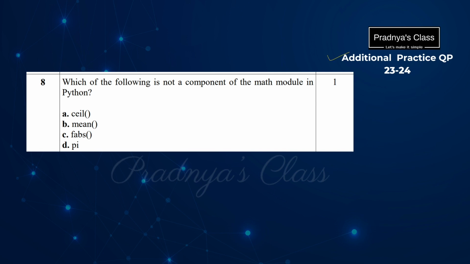Proceeding to the additional practice question paper. There is one question based on modules. Which of the following is not a component of the math module? We studied some of the functions in the math module. Ceil is a function of the math module. Fabs is a function of the math module and pi is a constant of the math module. It's not a function but it is present in the math module.